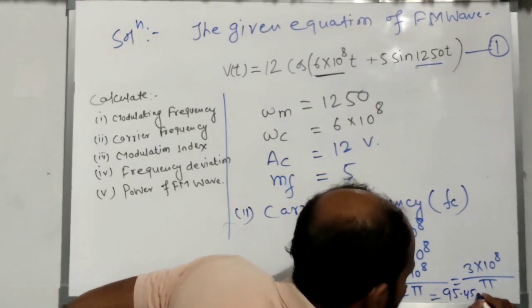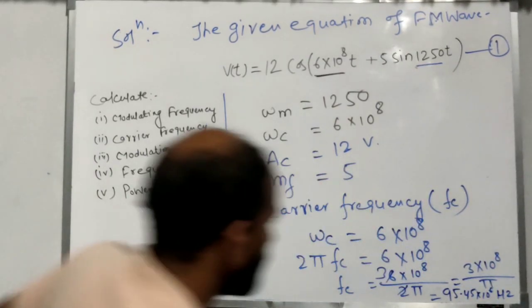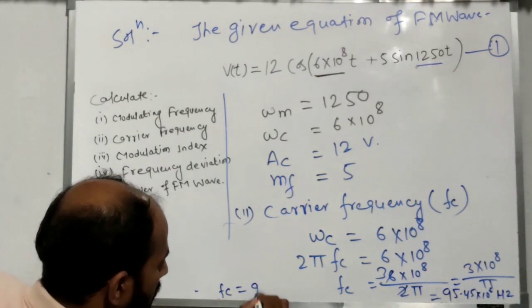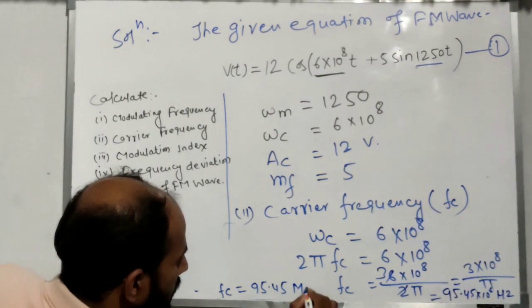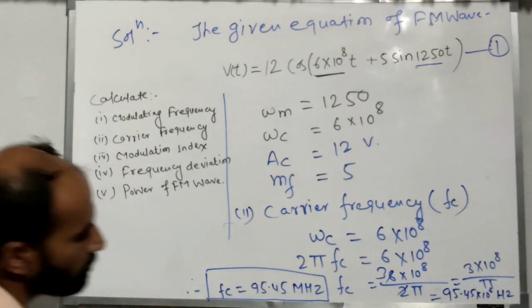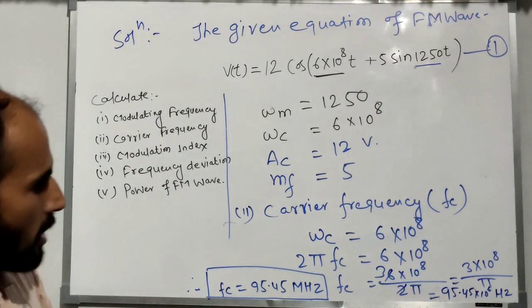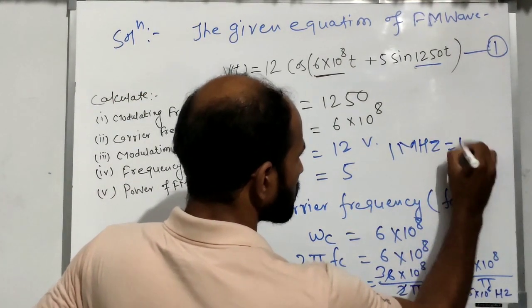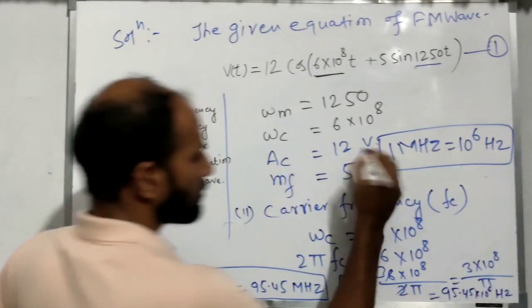We calculate this: 95.45 into 10 to the power 6 hertz. We can write fc is equal to 95.45 megahertz, because we know 1 megahertz is equal to 10 to the power 6 hertz.